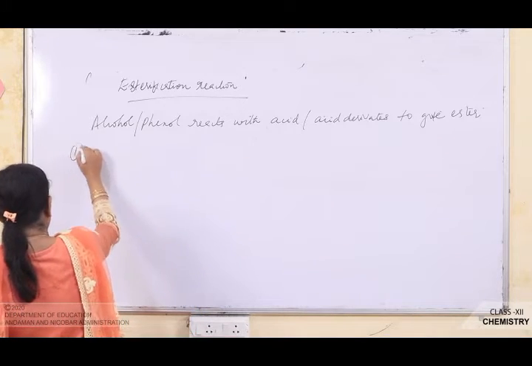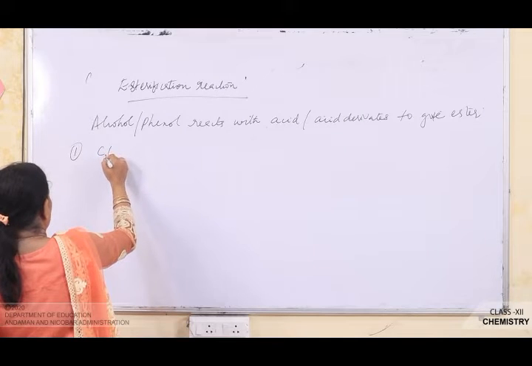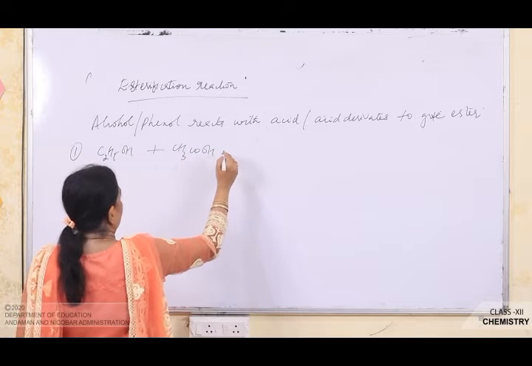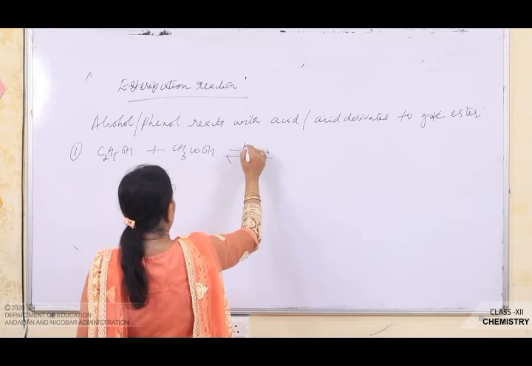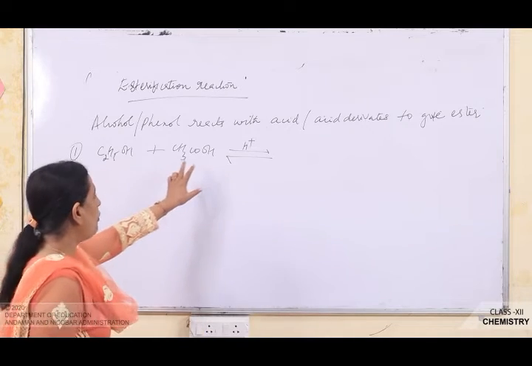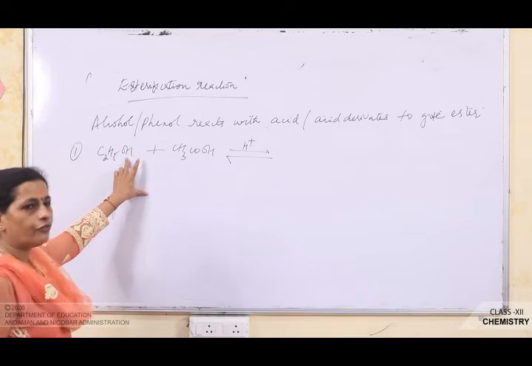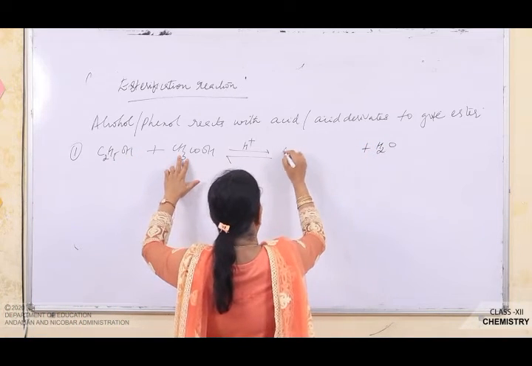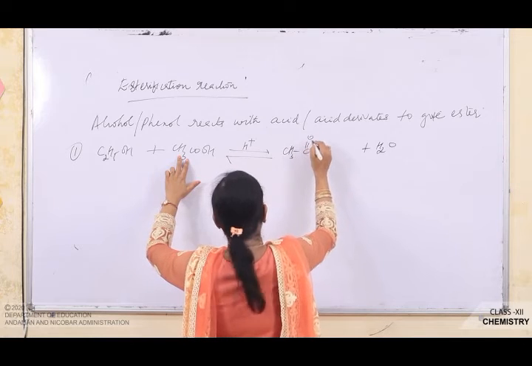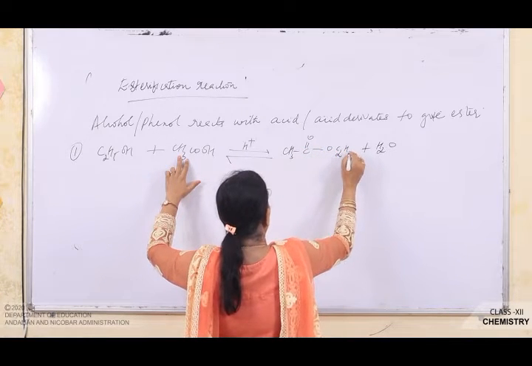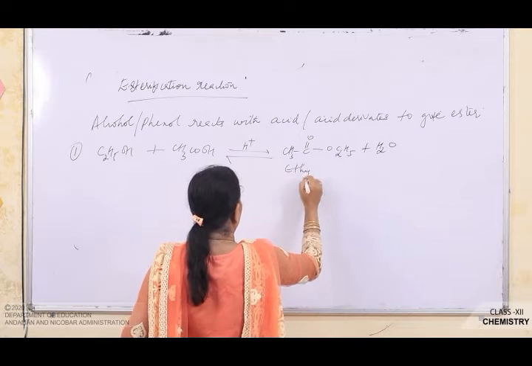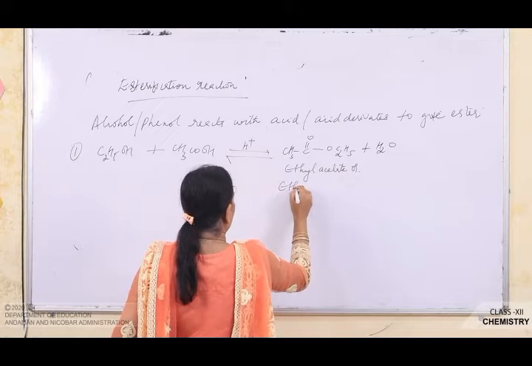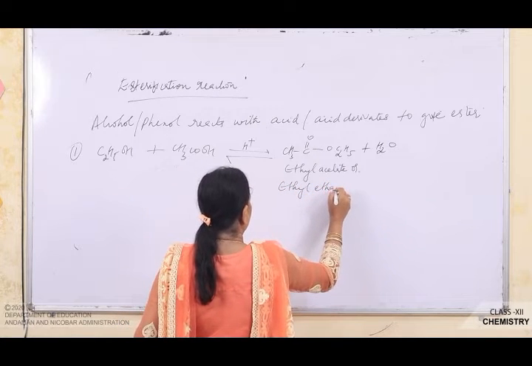So the first one we'll see here. I'm taking C2H5OH. This is treated with acetic acid. And the reaction takes place in presence of concentrated sulfuric acid. So always OH will go from the acid and H will go from the alcohol. So what is eliminated? H2O. So what will be the product? CH3, C double bond O, O, C2H5. What is its name? Ethyl acetate. That is its common name. Or the IUPAC name will be ethyl ethanoate.